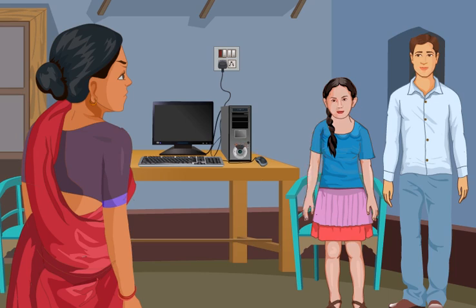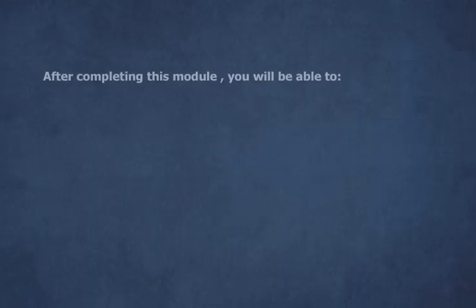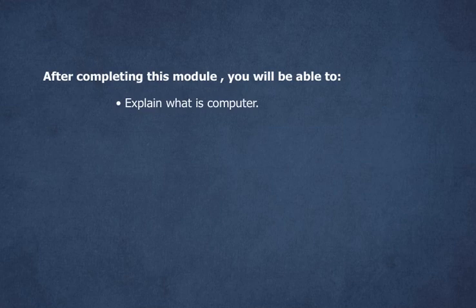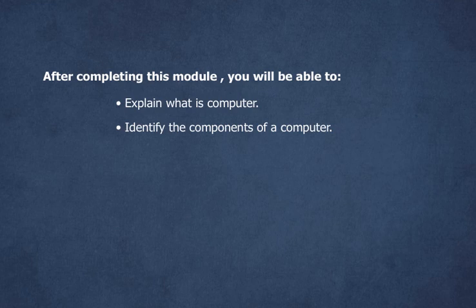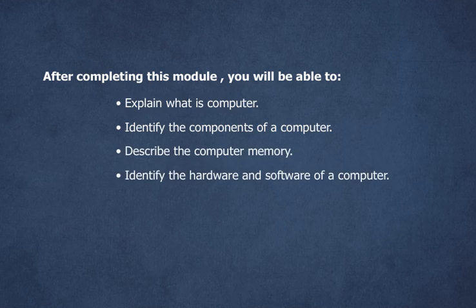See, Chachi, this is our computer. Wow, it really looks just like a TV. But how can it be different from a TV and how does it work? Well, first you need to learn and understand the basics of computer. After completing this module, you will be able to explain what a computer is, identify the components of a computer, describe the computer memory, identify the hardware and software of a computer, set up a computer, and start a computer.